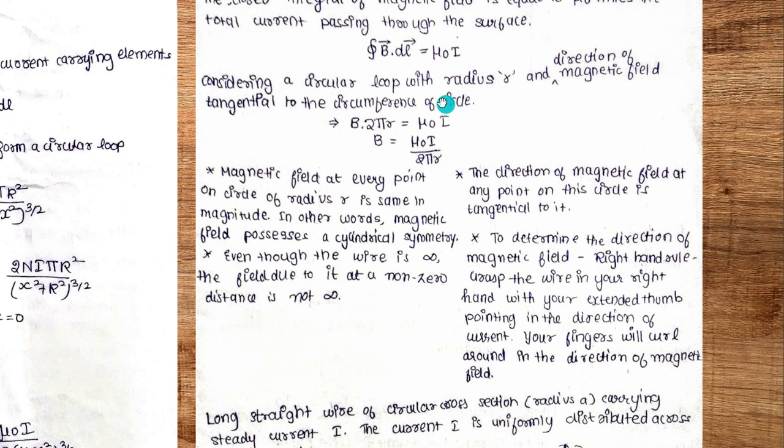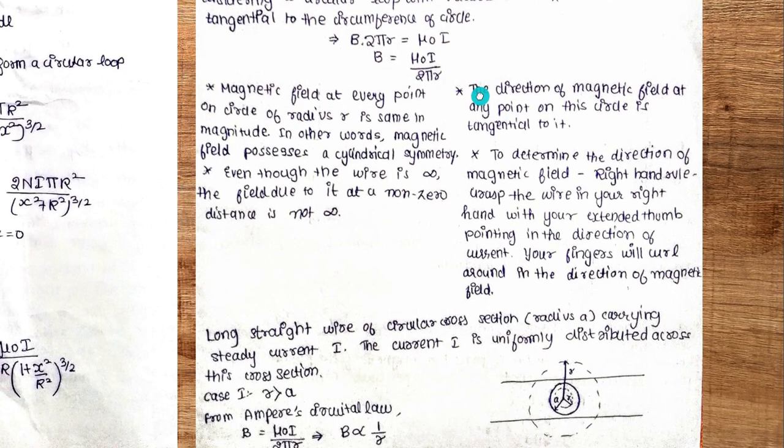Considering a circular loop with radius r and the direction of the magnetic field tangential to the circumference of the circle, we will have B times 2 pi r. Why? Because it is a circular loop. dl becomes what? 2 pi r. The whole length of dl is 2 pi r. So B times 2 pi r is equal to mu naught times I. So my magnetic field becomes mu naught times I by 2 pi r.